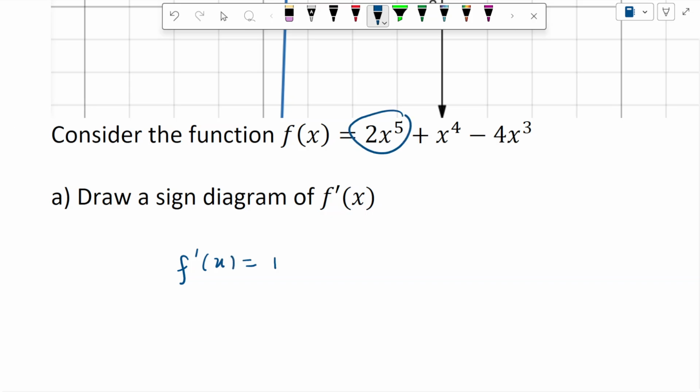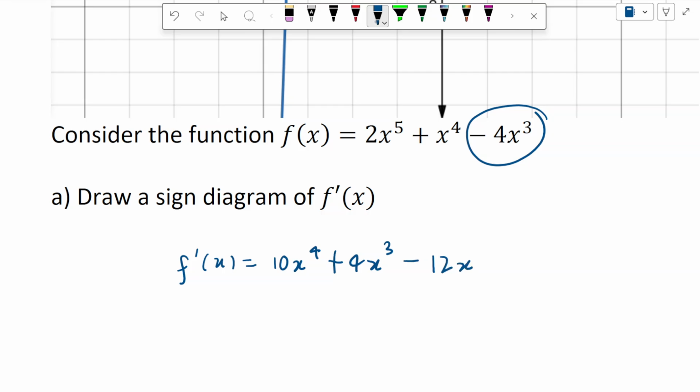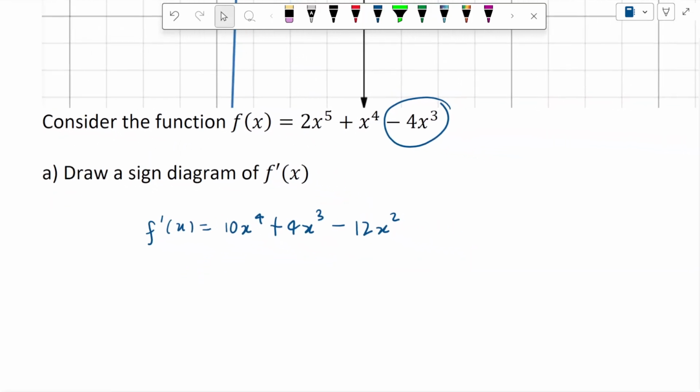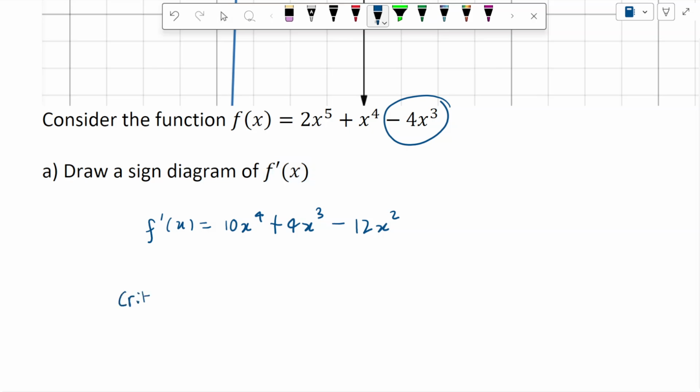So 2 times 5 out the front is 10, and the new power is 4. Then x to the 4 becomes 4x cubed, and 4x cubed becomes minus 4 times 3 is 12, x squared. Now we want to get our critical points. So these would be f dash of x equals 0, or in other words, all that stuff up there equals 0.